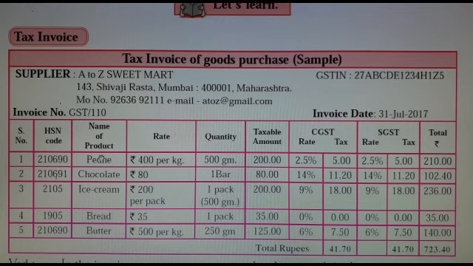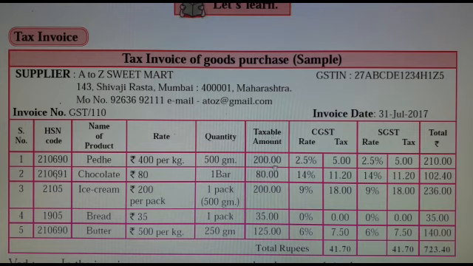First, the HSN code of the first article is 210690. Every article has a HSN code. These are food related items. All have a HSN code. The name of the product is Peda and the rate of Peda is 400 per kg. But the quantity purchased is 500 grams, means half kg. So the half of 400 means taxable amount is 200.